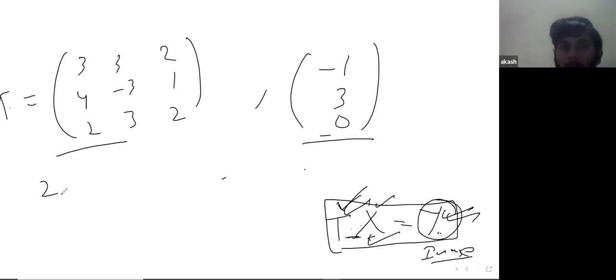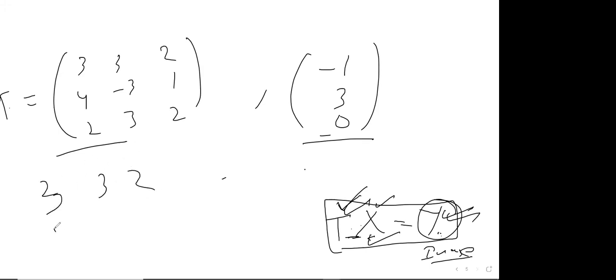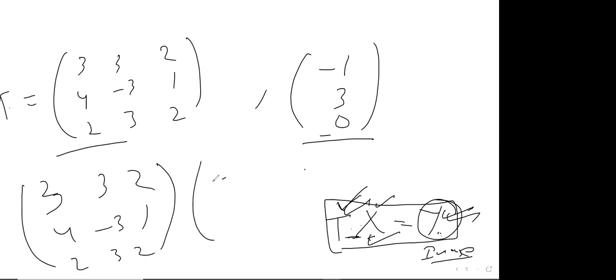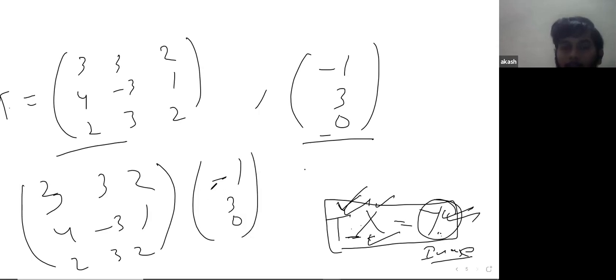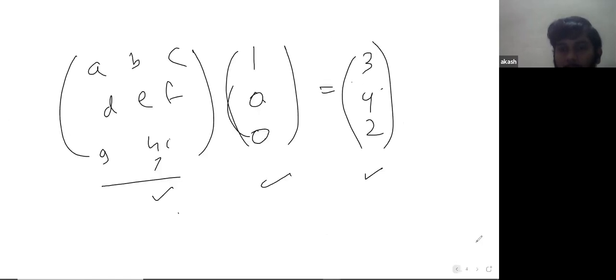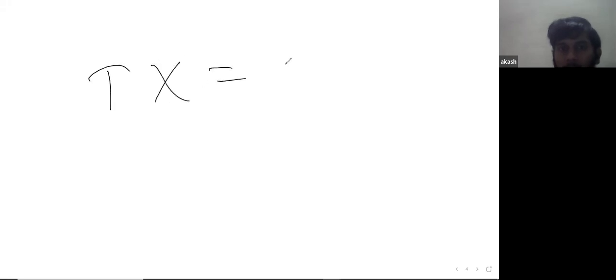Multiply them. So 3, 3, 2, 4, minus 3, 1, 2, 3, 2, and minus 1, 3, 0. Multiply them. The answer will be Y. Are we clear now? See this equation. This is a matrix, this is a matrix, and this is a matrix. These are multiplied, right? We don't write multiplication like this in matrix. This is simple matrix multiplication.